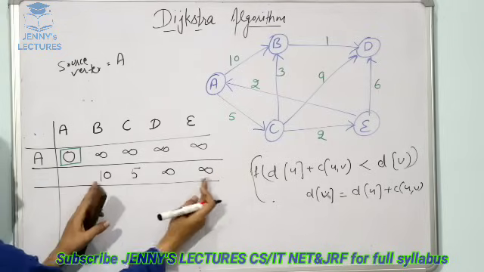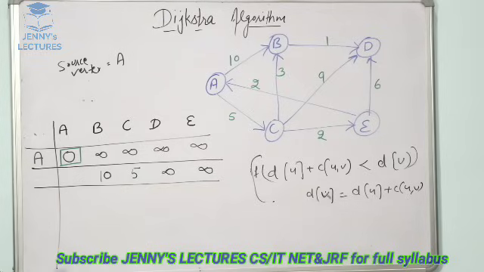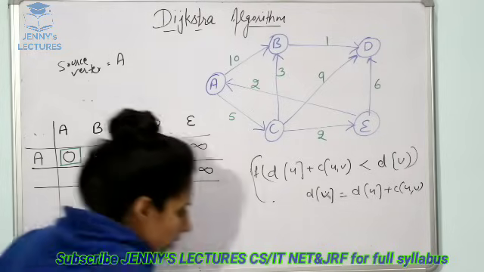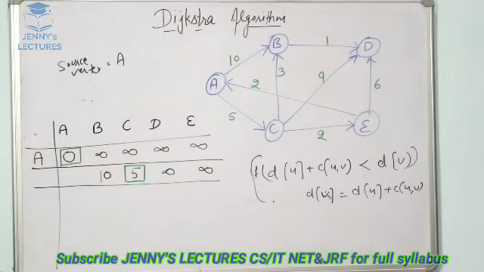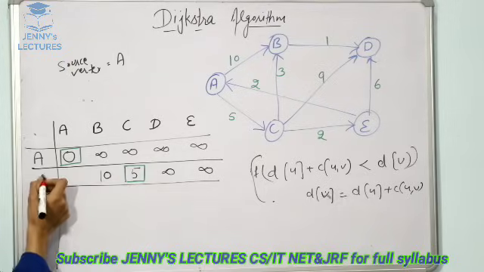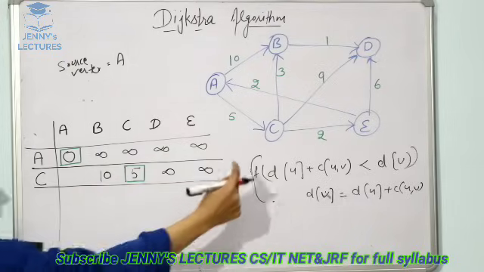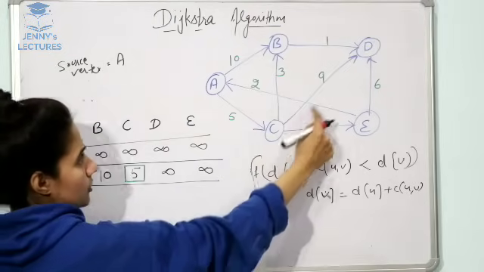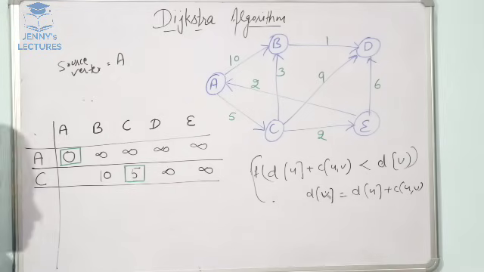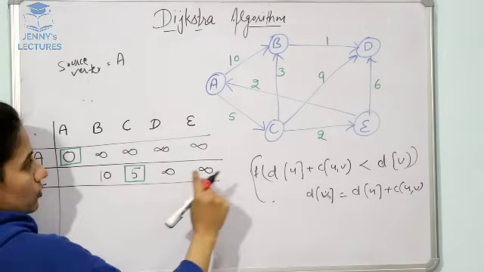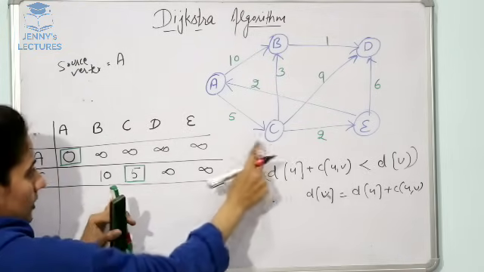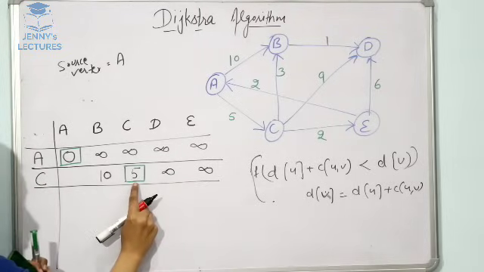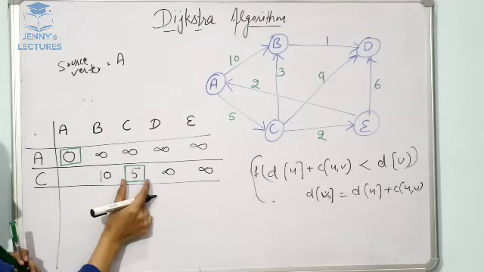Now out of these 4, which one is having the minimum distance value? That is 5, 10 or infinity, that is 5. Then we will select this 5. That is C. C vertex has been selected. Now from C we can update distance of C to B, C to D and C to E. Now find out the distance. C to B. What is the distance? Distance of C is what? This 5. See, we have selected this 5, so we will consider this distance.